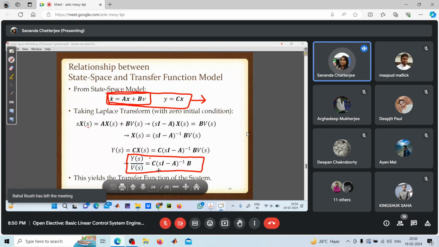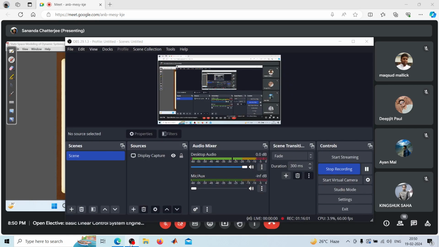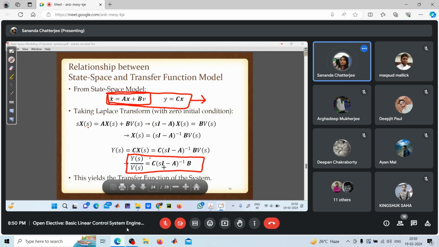Okay. So therefore, if you find the transfer function of any system which is having more than one input or output, say now one thing you see, if it is an nth order system, that is there are n number of states, that means A matrix is n cross n. If there is only one input, what will be the order of B?